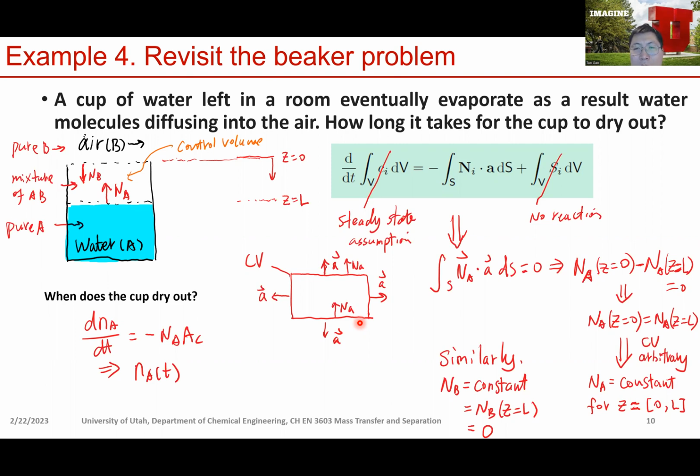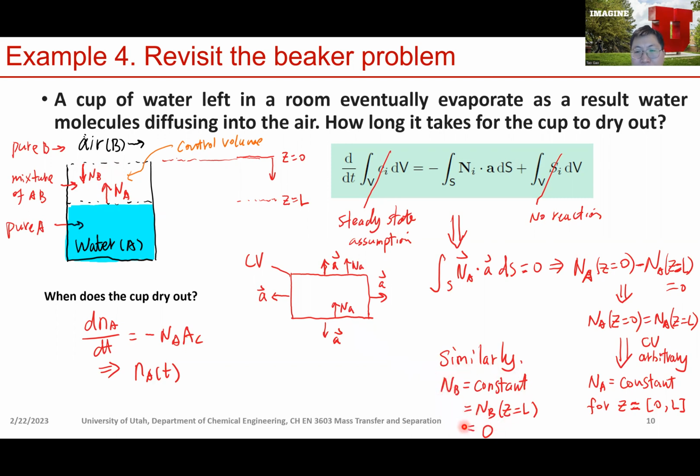So let's continue. We just talked about that, starting from the steady state, starting from the integral mole balance equation, with the steady state assumption and with the no reaction assumption, and we will find out that actually the total flux of A in this region is a constant. Okay, and similarly, the total flux of B in this region is also constant.